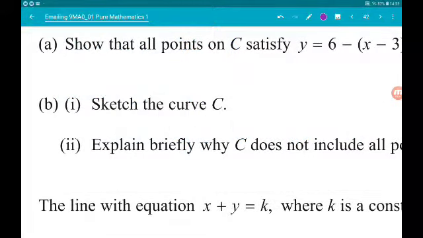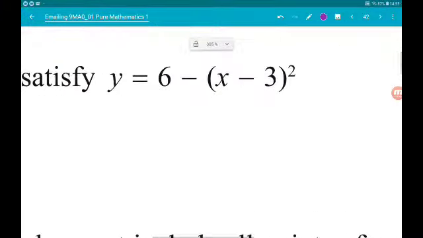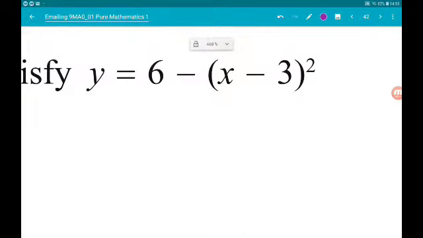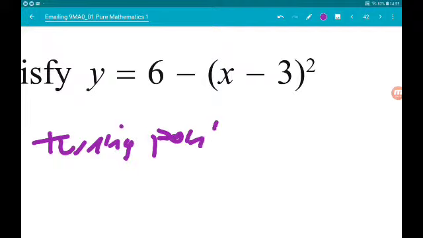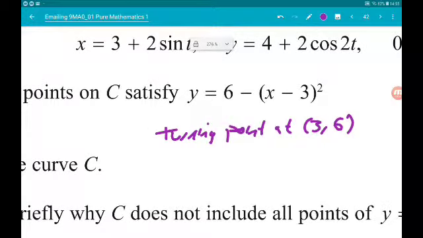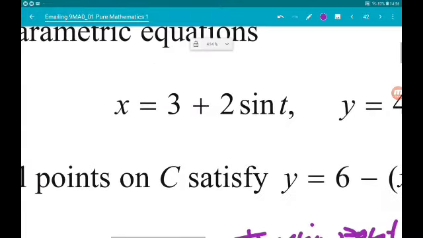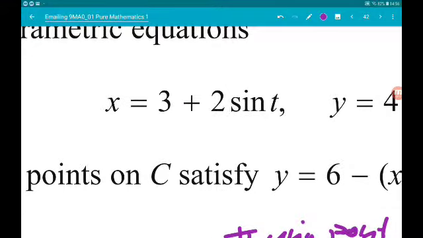And B part 1 wants us to sketch the curve C. So, it's quadratic. We can see the turning point is gonna be at positive 3, positive 6. So, we know that much. Now we also need to think about the range of values that x can take and y.